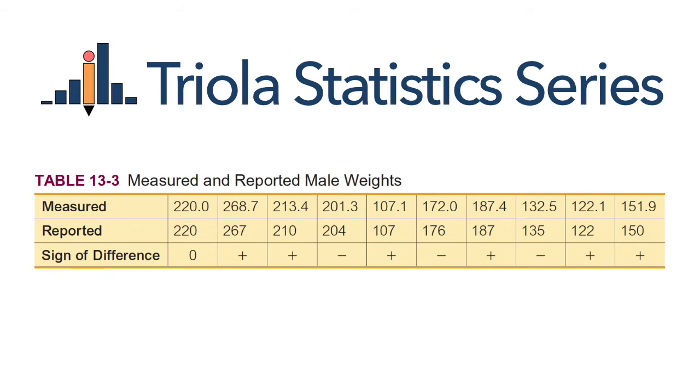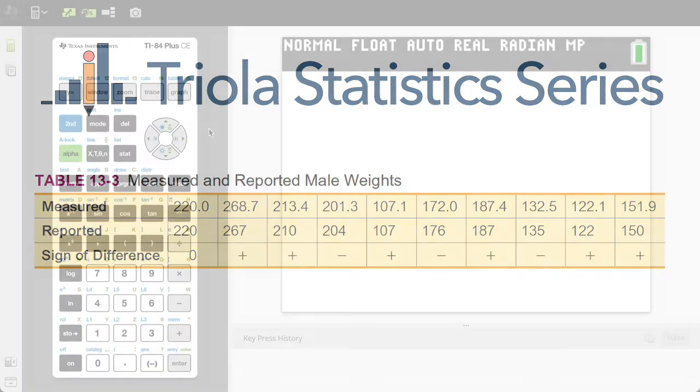In this example, we refer to Table 13-3 titled Measured and Reported Male Weights. For this data, we find 6 positive signs, 3 negative signs, and 1 zero. Based on these data, the test statistic X equals the count of the less frequent negative sign, which is 3. N equals the number of positive and negative signs combined, which is 6 plus 3 equals 9. Remember, we discard the 1 zero in this example. Let's return to the calculator.